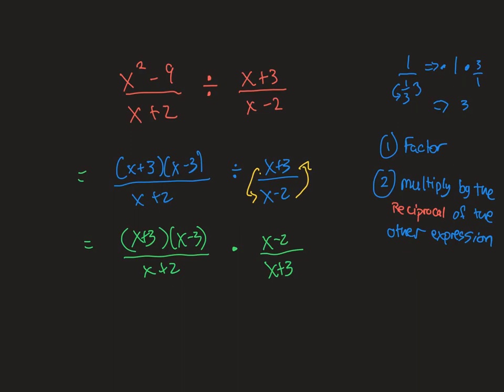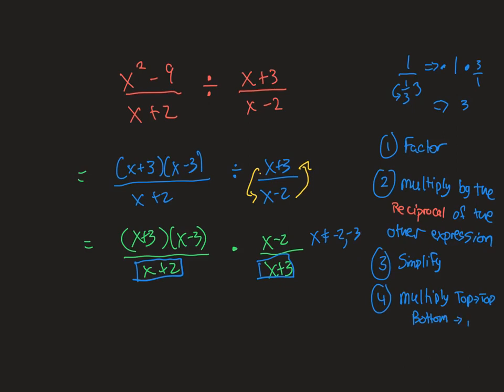Remember, the restriction comes from your original function. So, in this case, you have x plus 2 and x plus 3. So x cannot be negative 2 and negative 3. Now you simplify as you usually do. Simplify and multiply. Top to top, just like before, bottom to bottom.